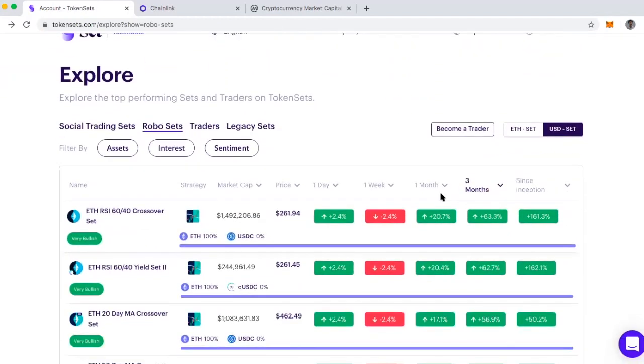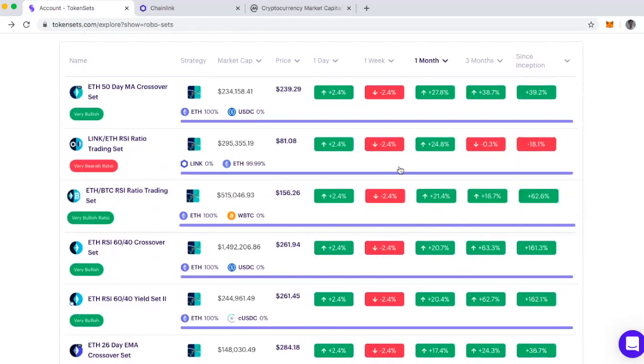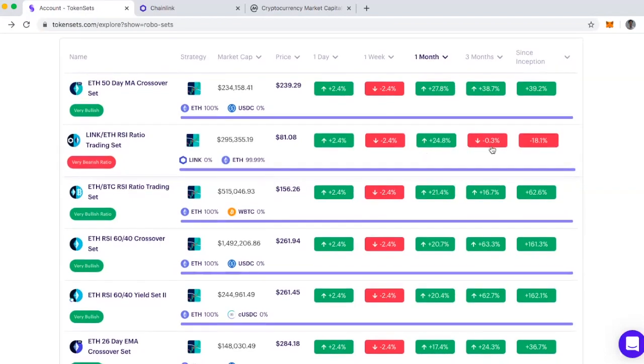Now, if we go back to a month ago, because again, everything changes according to the time frame you're looking at here, well, now my Link ETH RSI ratio trading set measured against the US dollar is up 24% or 25% and is the second best performing set. So I guess the question is, what happened over the last month versus the last 3 months?